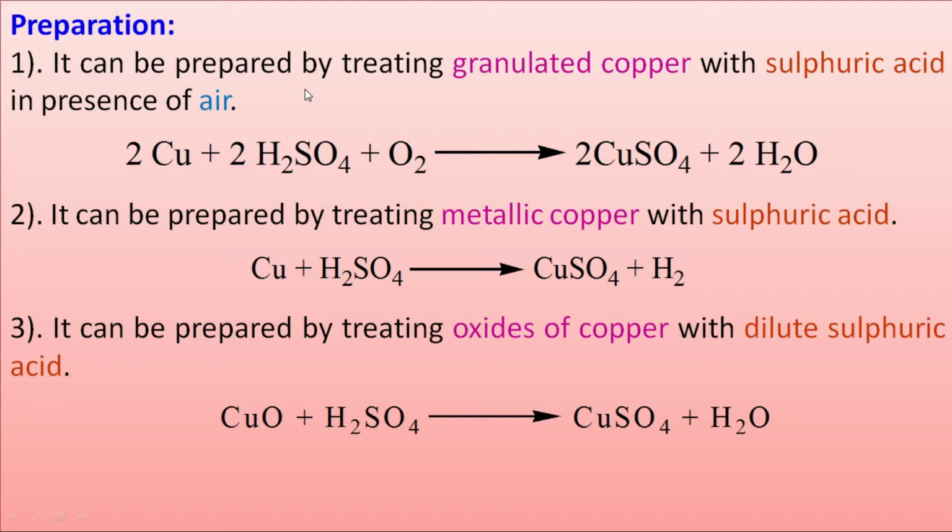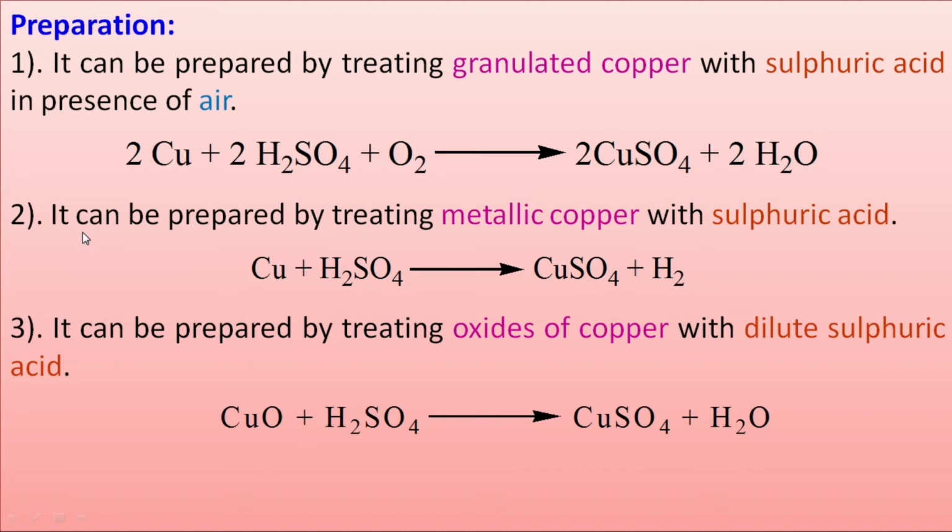Now preparation. It can be prepared by treating granulated copper with sulfuric acid in the presence of air. So whenever granulated copper is treated with sulfuric acid in the presence of air, copper sulphate will be formed and two water molecules will be released.